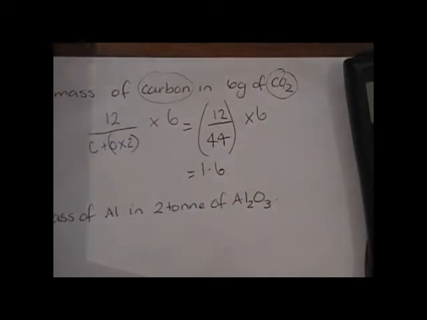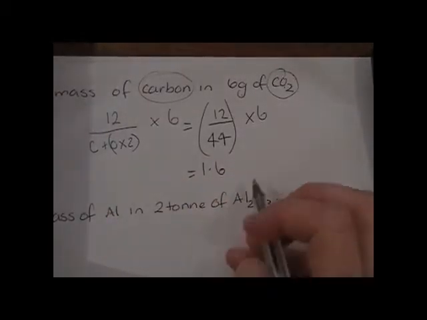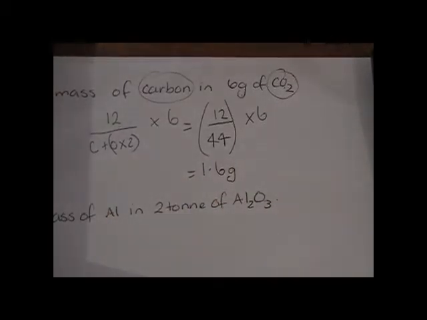1.6. I'm going to leave it at 1 decimal place because that 3 is 4 and under, so I don't have to change this. And they're asking for mass, so the units are going to be g, so that would give you 2 marks.